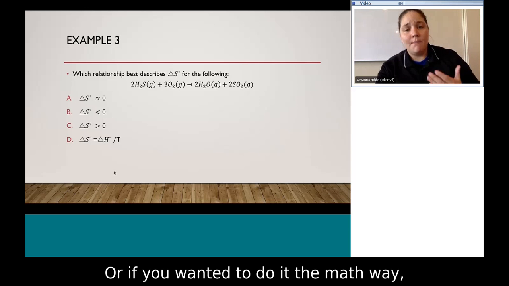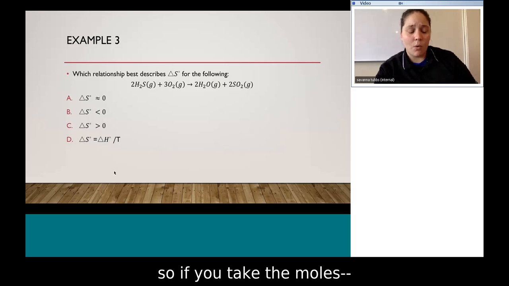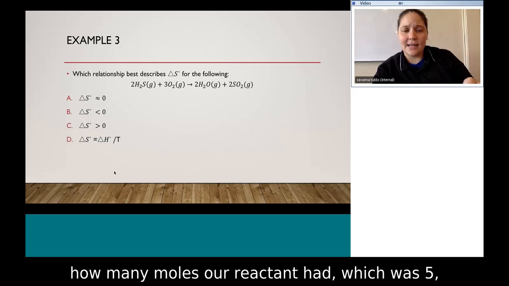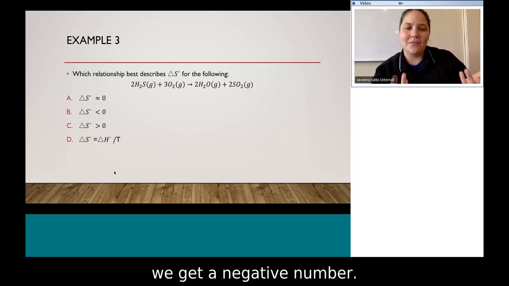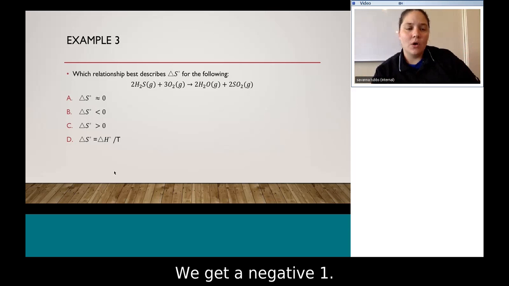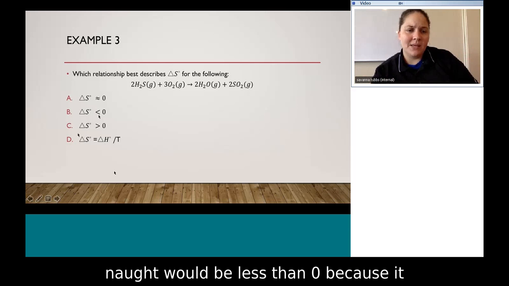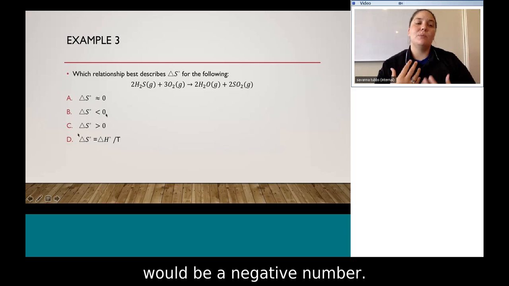Or if you want to do it the math way, if you take the moles of our product, which is 4 moles, and subtract how many moles our reactant had, which was 5, we get a negative number. We get a negative 1. So it would make sense that our delta S naught would be less than 0 because it would be a negative number.